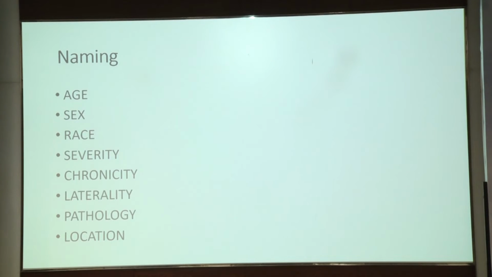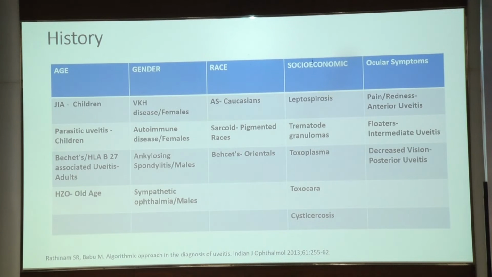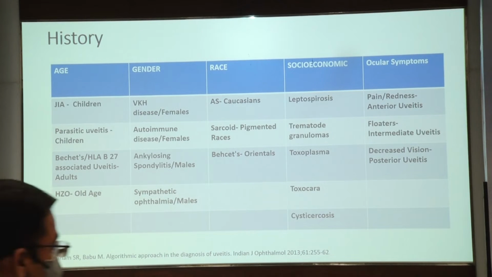So what does naming comprise? We have to look at the age, gender, race, severity, the chronicity of the attacks, the laterality, and the pathology. And again, the location of the inflammation is the most important thing. So just going through this part of the presentation.